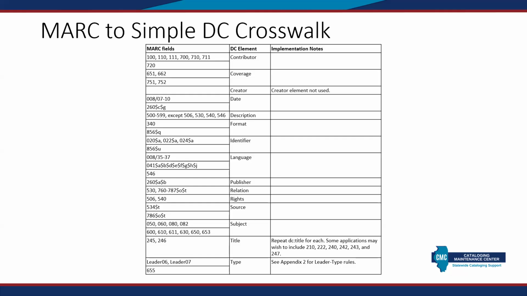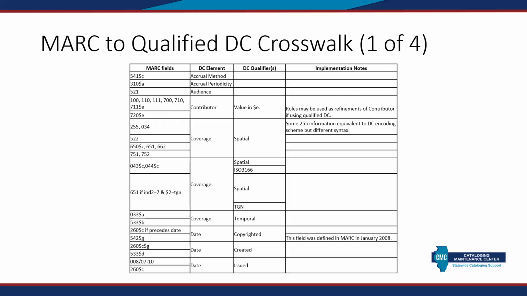I'm not going to go through these fields line by line, but we can see that each DC term maps to several MARC fields. This crosswalk is pretty straightforward, but on the next few slides, I'll show you the MARC to qualified Dublin Core crosswalk, which gets a lot more granular. This is part of a MARC to qualified Dublin Core crosswalk, and it is a lot more detailed and granular than the MARC to simple Dublin Core crosswalk.